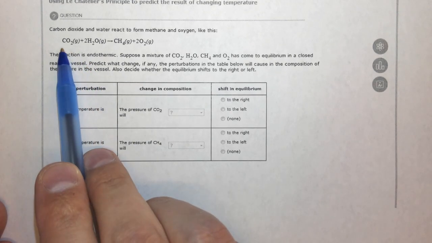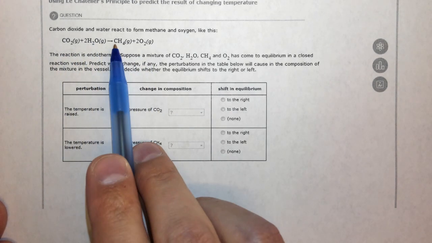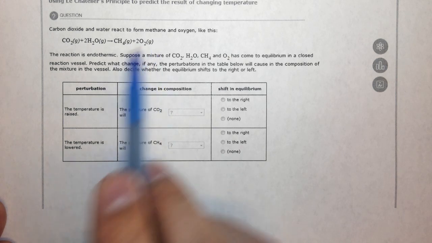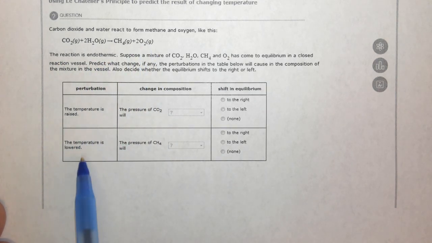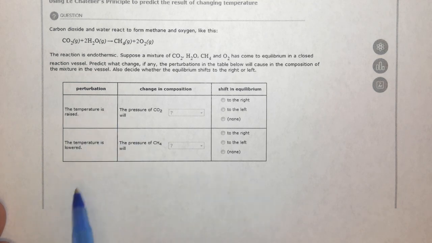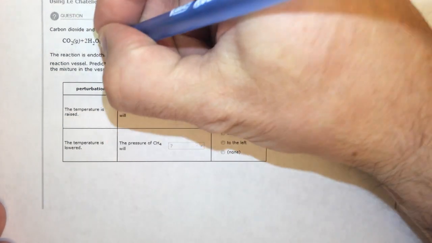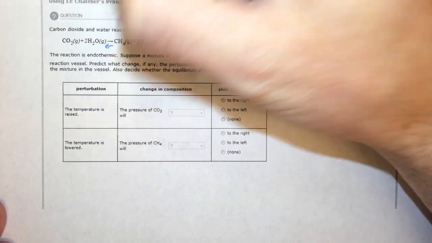In this question, we have carbon dioxide plus water yields CH4 plus 2O2. And we're told that the reaction is endothermic. And then we're asked what will happen to the equilibrium if we change the temperature by raising or lowering the temperature. So the key thing to point out here is, first, this is a reversible reaction.